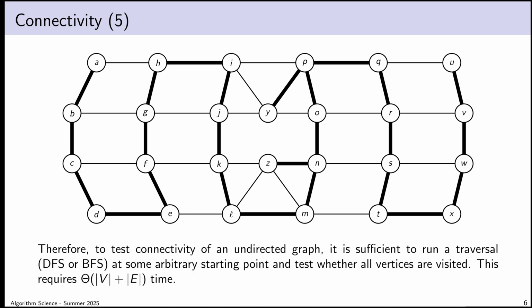So if I want to test connectivity of an undirected graph, I just run whichever traversal I want, DFS or BFS, at some arbitrary starting point, and I just test whether I'm able to visit all vertices in that traversal. We know already that this just requires linear time in the number of vertices and edges. This is another great example of being able to use an off-the-shelf traversal. Because I'm just running basic BFS or DFS without changing anything, I don't need to worry about reproving the correctness or the running time. I just get to use those right off the shelf. Okay, so a connectivity test can be done with one round of some traversal.